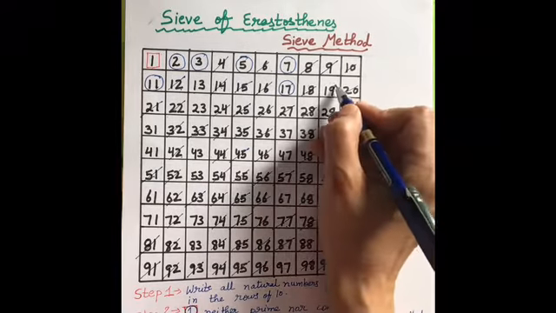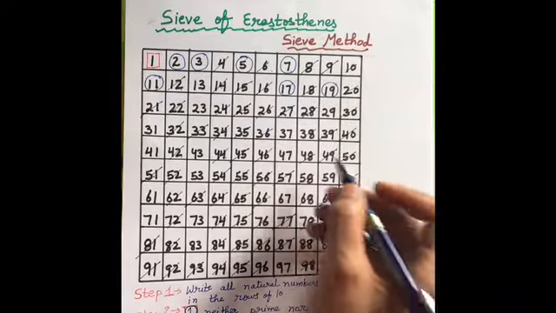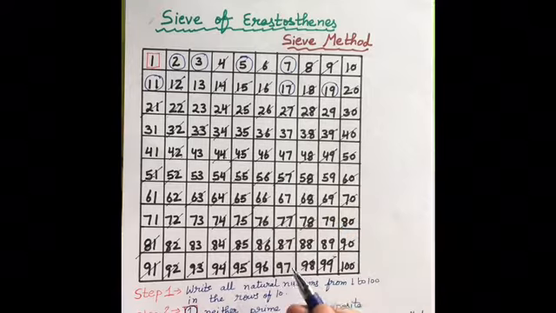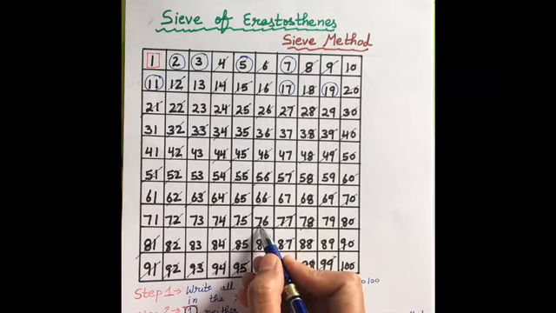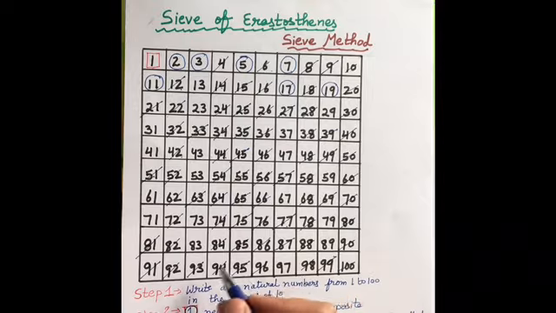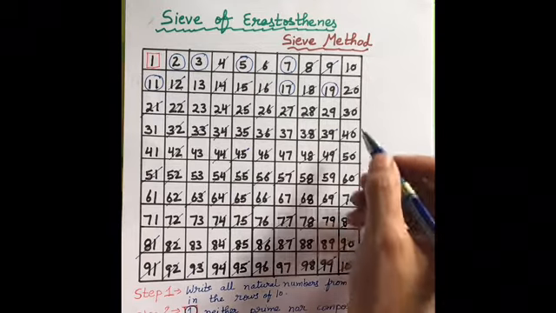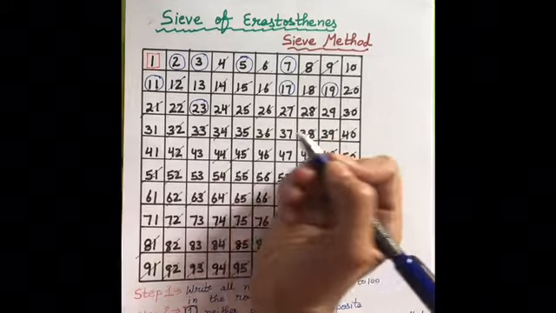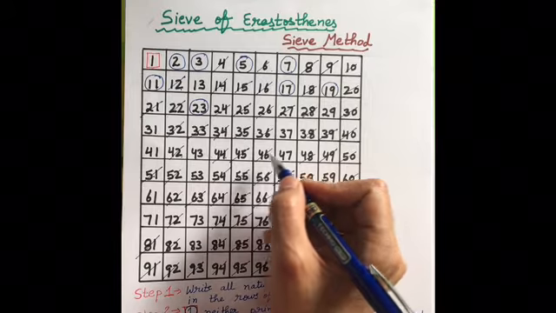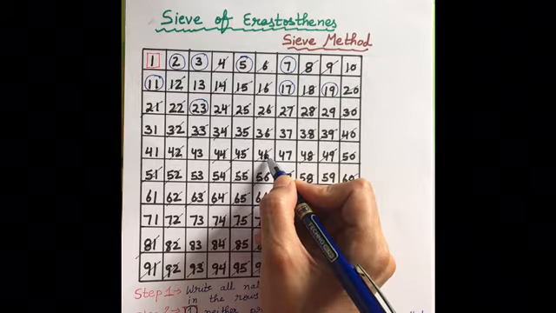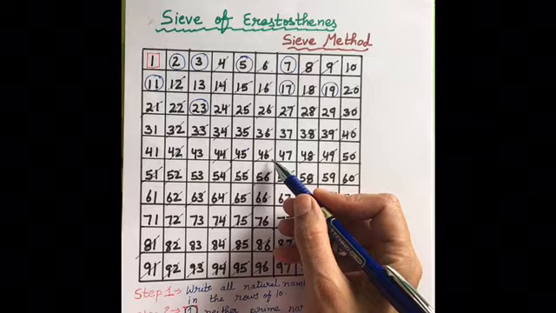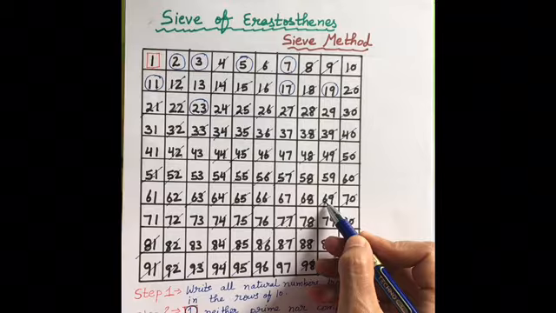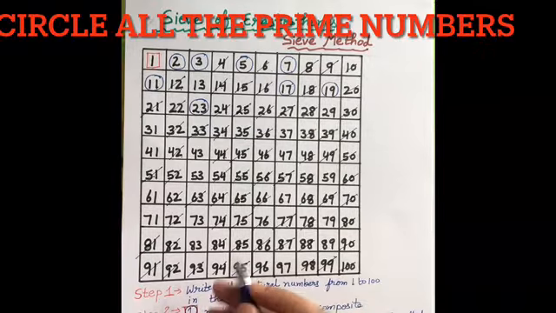Then we have 19. 19 twos are 38, 57, 76. Then we have 95. Done. Then after 19 we have 23. It is 46. After 46 we have 69. 69 is also gone. 93, this is also gone.